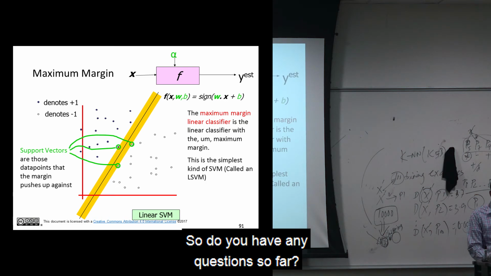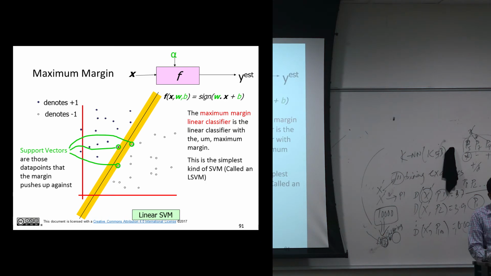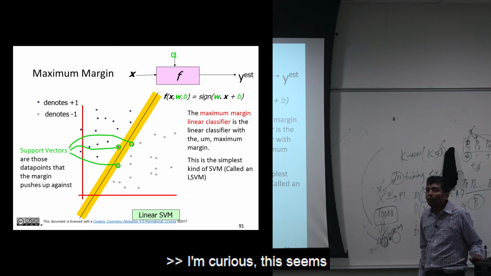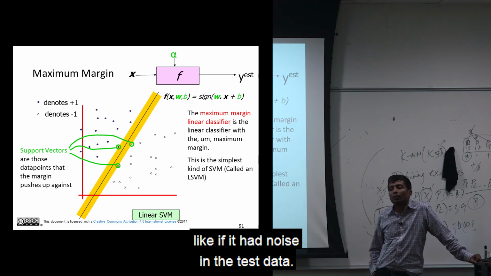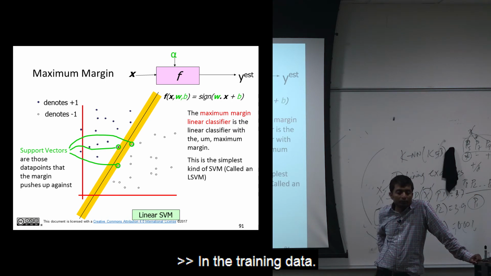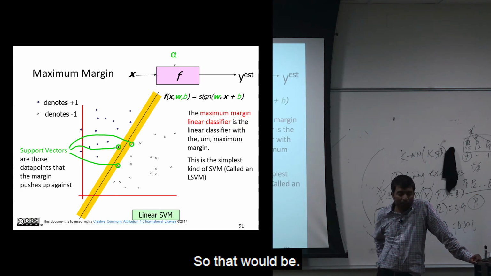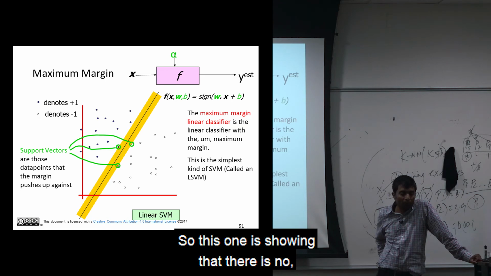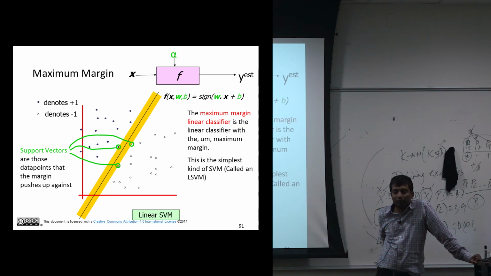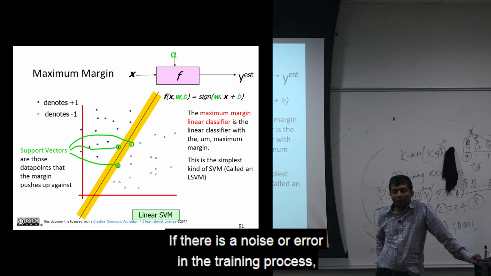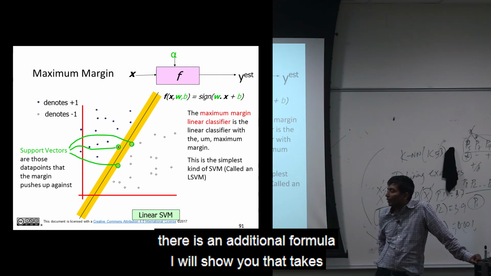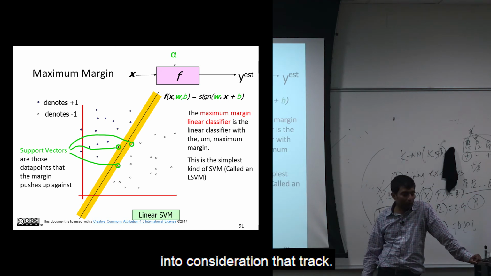Do you have any questions so far? One point of curiosity: this seems like it would be affected if there is noise in the training data. Yes. At this point, I assume that the training data points do not have any noise. If there is noise or error in the training process, there is an additional formula I'll show you that takes that into consideration.